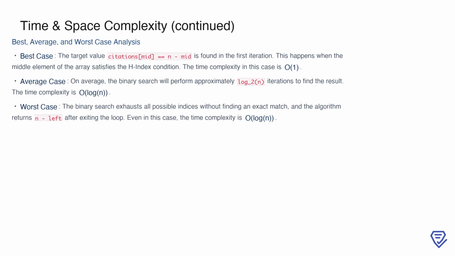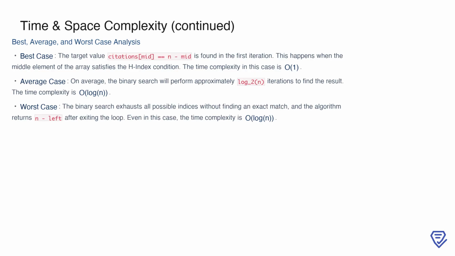Now, let's analyze the algorithm's performance across different scenarios. In the best case, the target condition citations[mid] = n - mid is satisfied on the first iteration, which results in a time complexity of O(1). On average, the binary search performs log base 2 of n iterations as it narrows down the search space, leading to an average case time complexity of O(log n). In the worst case, the target is not found, and the algorithm exhausts all possible indices before returning the result based on the final left pointer.